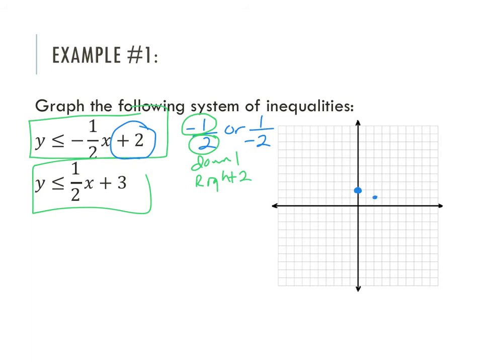Even if you looked at this one, since it's positive 1 on top, that would be up 1, and then negative 2 on the bottom, that'd be left 2. Notice if I use that one, up 1, left 2 would still be collinear along that line, right? It'd be the same line. And so before I sketch that line, notice in this case it is a solid line because of the equal to.